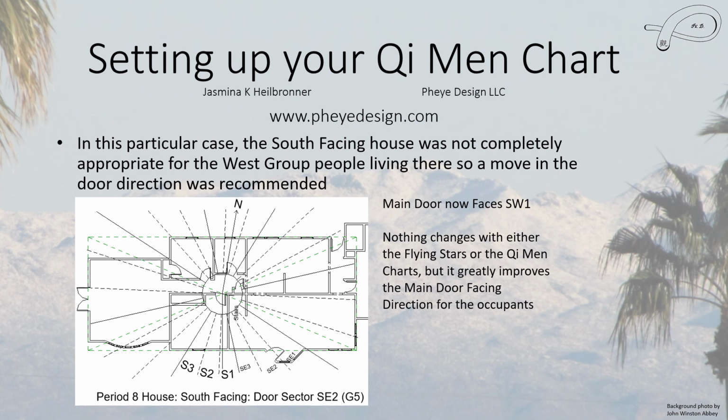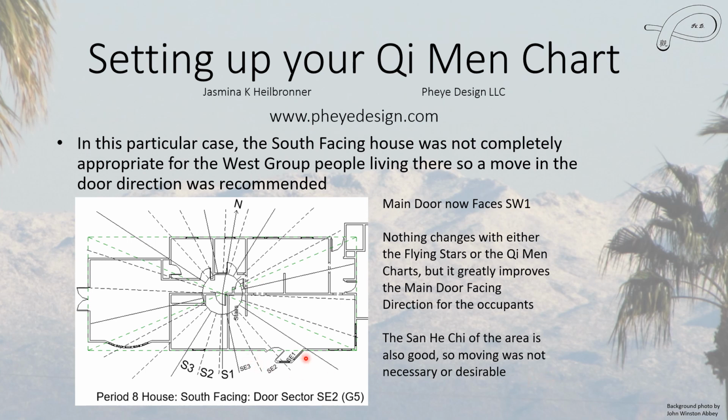But the biggest difference here, nothing else changes except for now we're directly tapping into a good direction for the 2 West Group people living here. So this is the real reason why this is recommended. Now, the overall Sanher Chi of this area is good. And so moving isn't necessary and it's not even desirable.